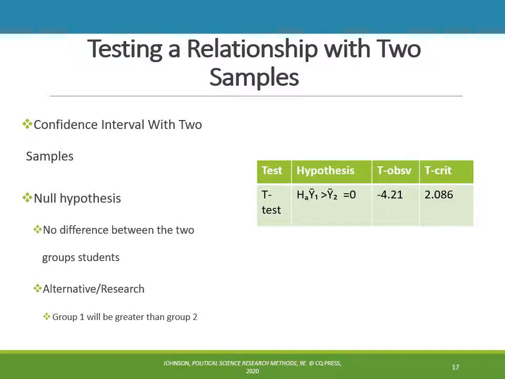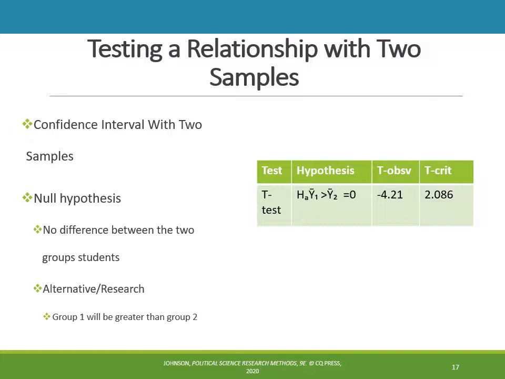Now, with these two values, do we accept the null hypothesis or do we reject the null hypothesis? Well, in this instance, you would have to accept the null hypothesis. Now, you may be saying, how? How is that even possible? 4.21 is higher than 2.086, right? Yes, it is.